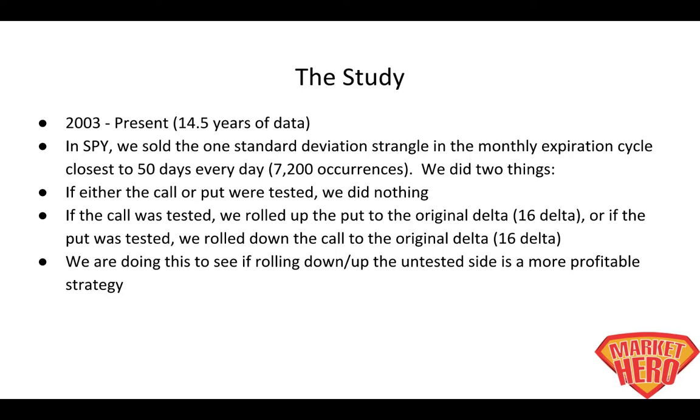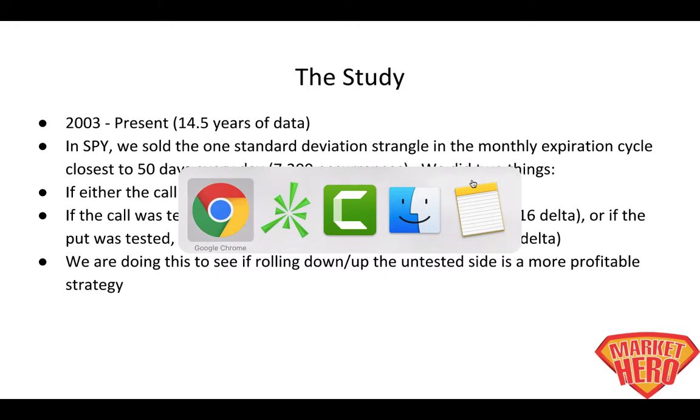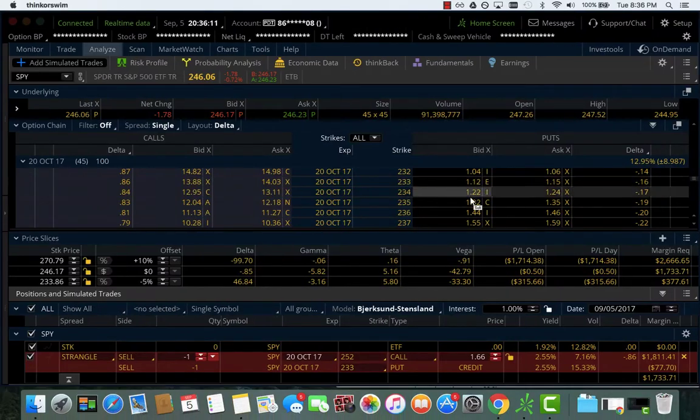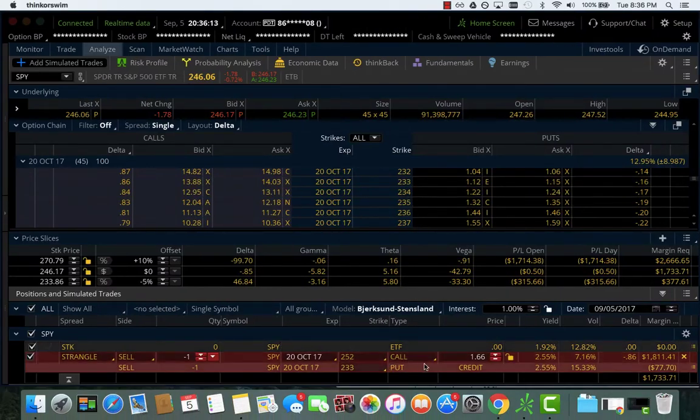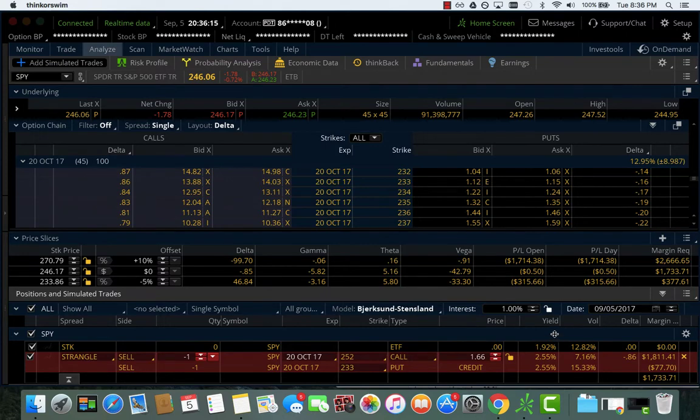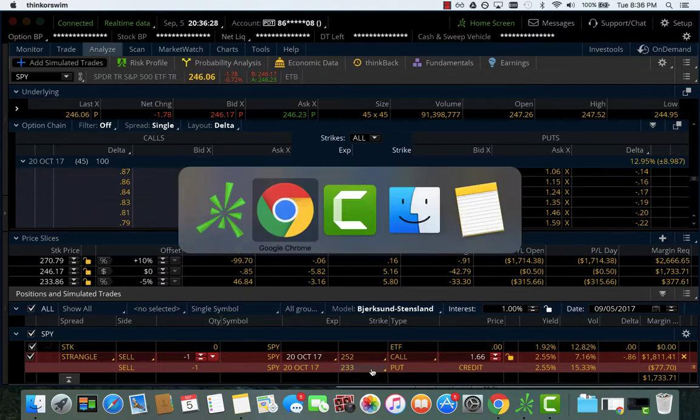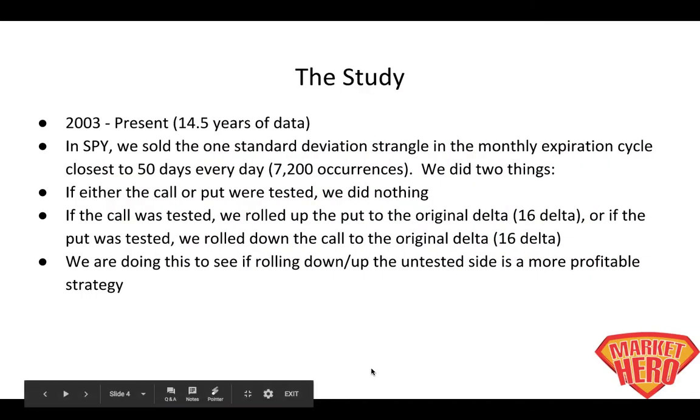So we did two things here. The first thing we did was if the call or put were tested, we did nothing. All right. So in this case, let's look at an example, the 252 call and the 233 put. If the S&P never got to 252 or 233 in the life cycle of this trade, we didn't even count it towards this study, right?